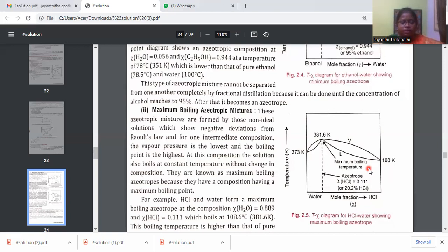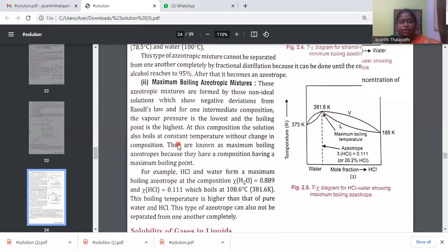So over here, HCl's boiling point is 188 Kelvin and water's boiling point is 373 Kelvin. But if you mix these two, what is the boiling point? The maximum boiling temperature is 381.6. That's what we call maximum boiling azeotropic mixtures.